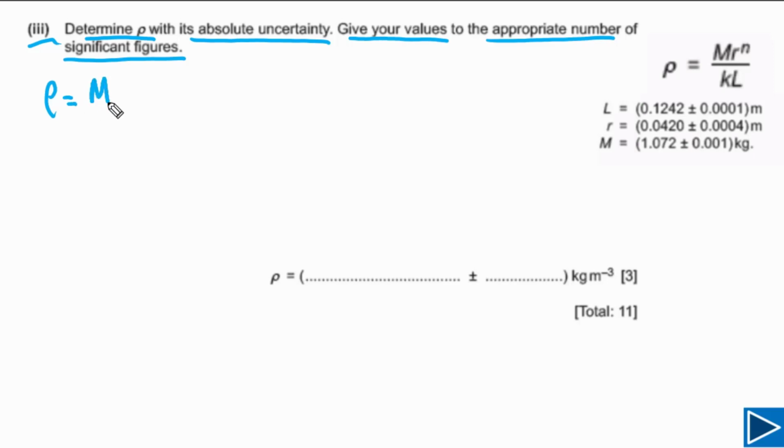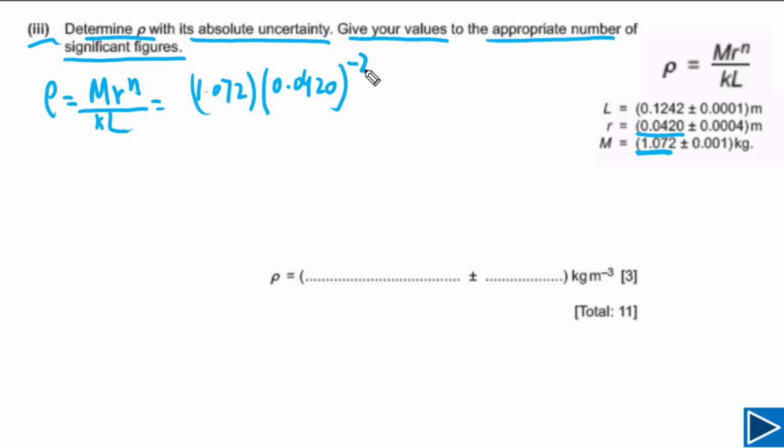The formula for density is given. This is equal to mass times R to the power of n divided by k times L. The mass is given, so you can simply read it from here. The value of m is 1.072, and the value of the radius is given, so simply you can write down 0.0420, and the power is n, and the value of n is -2.